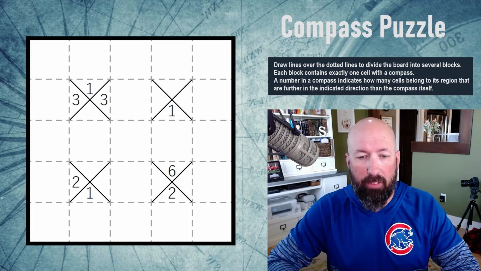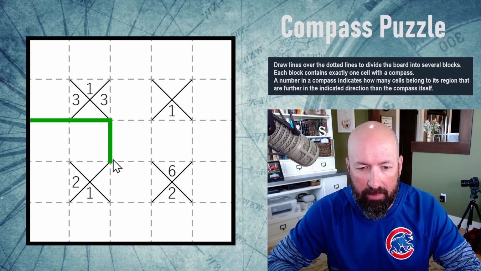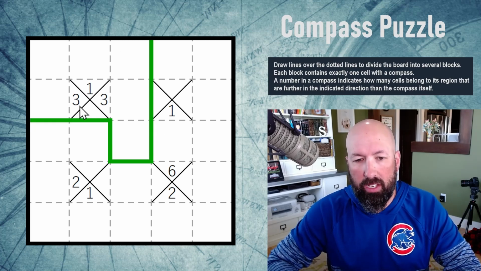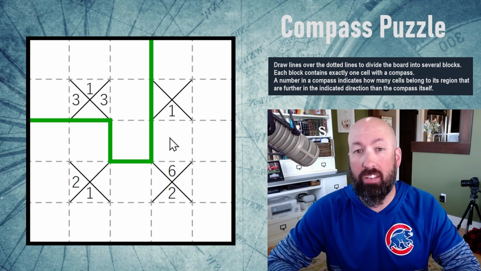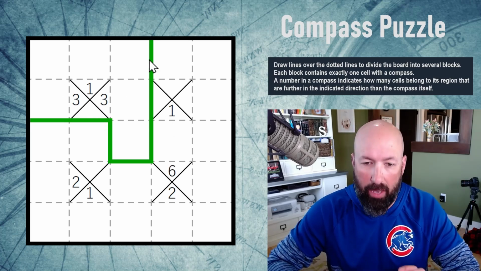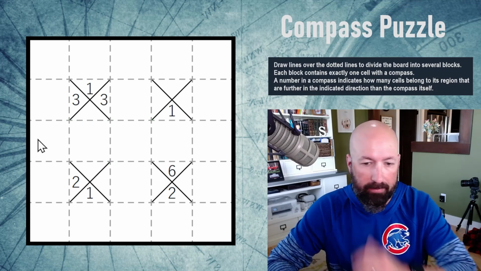But if you're not familiar with compass puzzles, basically we're dividing the grid into regions, but each region has to include exactly one clue. So there's going to be the same number of regions as clues. Every region has to have a clue and only one clue. Every clue has to be in a region. So in this puzzle, we have 4 clues. We're going to have 4 regions.